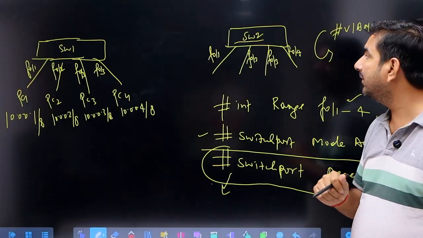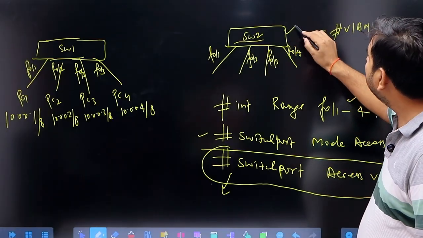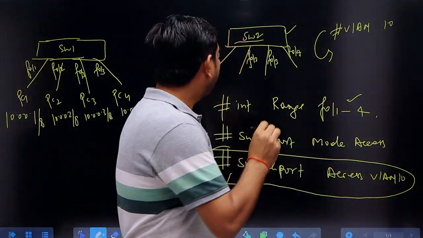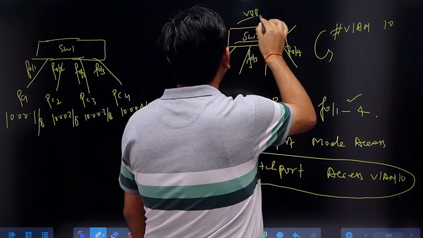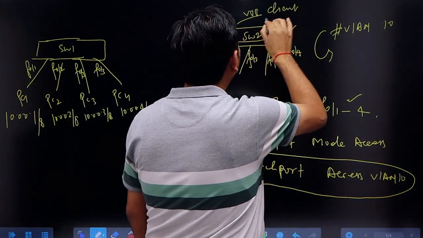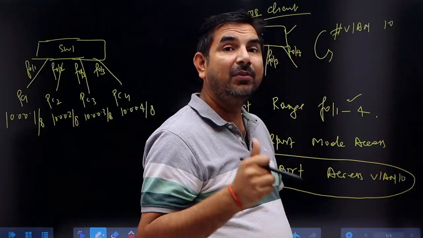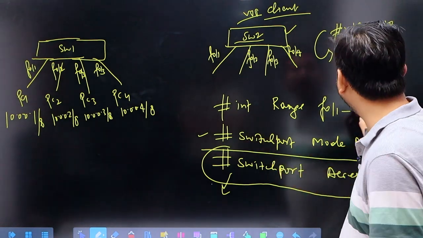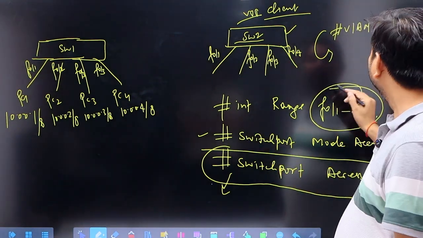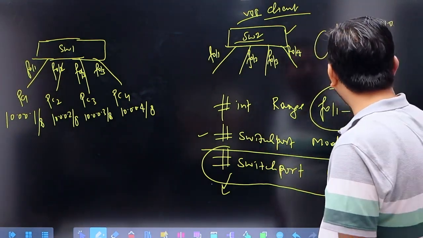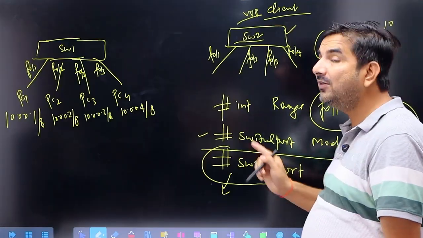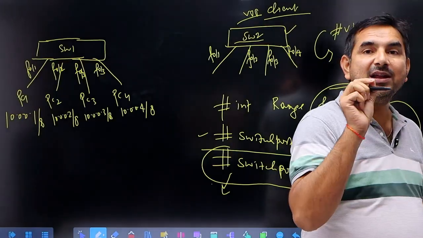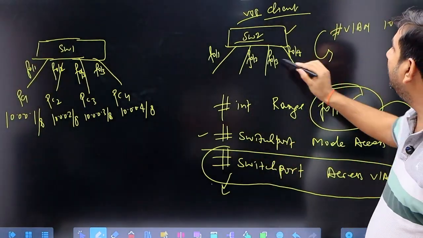But again, the question is, if this switch is in client mode, then what will happen? This switch is in VTP client mode. That means this switch doesn't have the capability to create the VLAN, but it has the capability to assign the port inside the VLAN. So what will happen with these ports? If it is in client mode, these ports will be moved inside VLAN 10, but due to the VLAN being inactive, these ports will be in the down state.